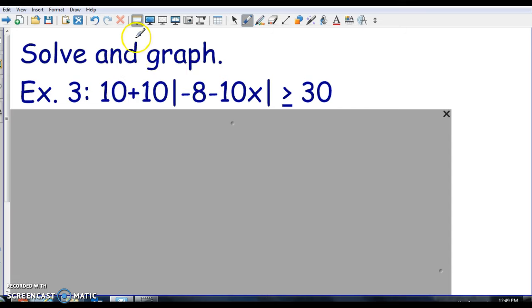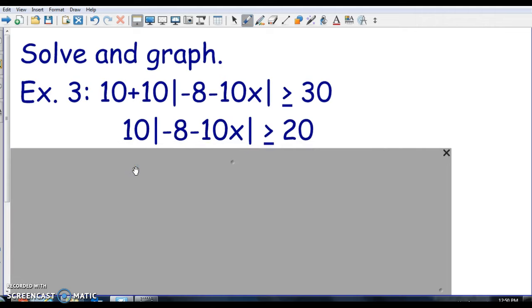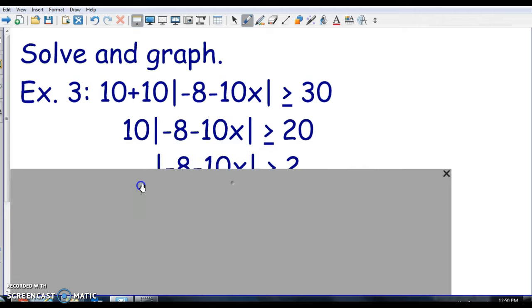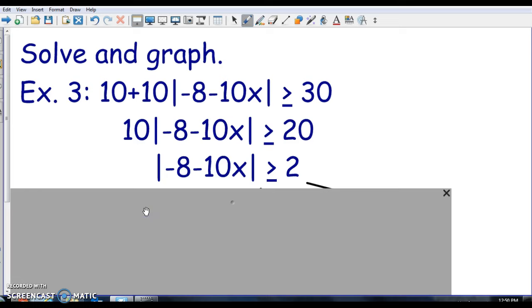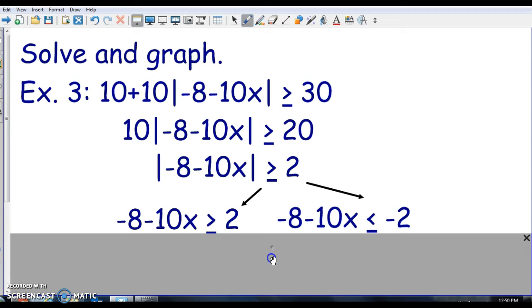Instead, you're going to move the 10 to the other side. First, this 10 right here. So we're going to subtract 10 from both sides. And you're going to have 10, and all of that absolute value is greater than or equal to 20. Then you divide by the 10 on the outside, and you have negative 8 minus 10x is greater than or equal to 2. Now when you split this, you're going to have negative 8 minus 10x is greater than or equal to 2, and it's less than or equal to negative 2.